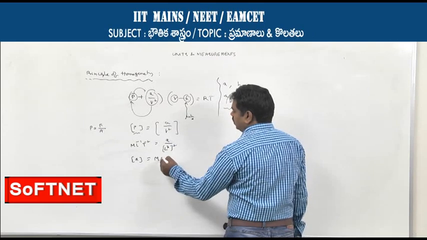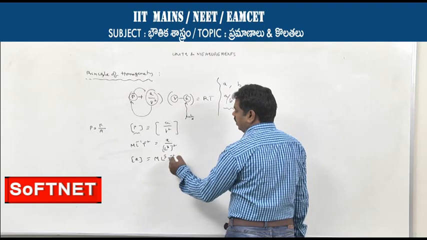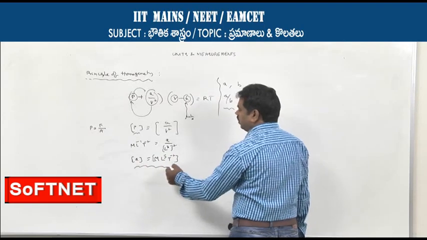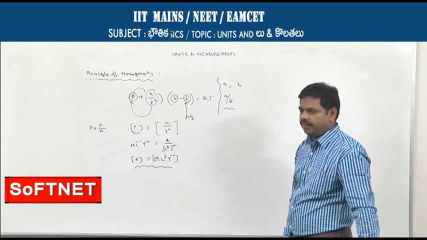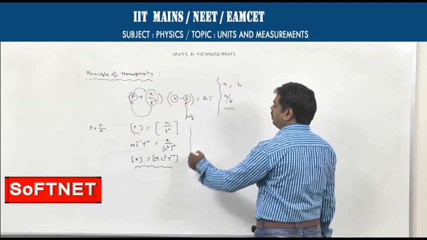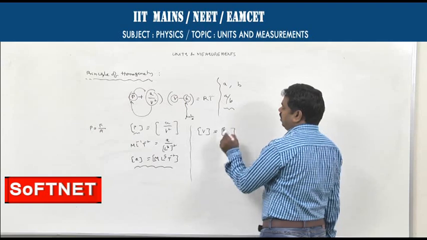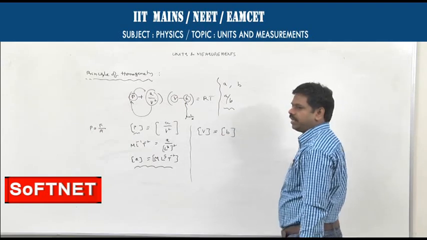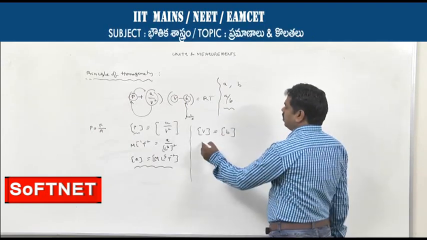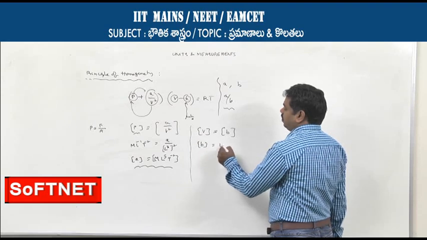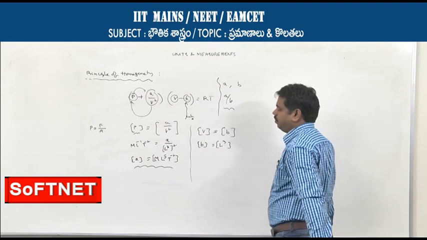Now M, this will get L power 5 T power minus 2. This is the dimensional formula of A. And next, the dimensional formula of B. That B also must have the same value. Why? Because we are subtracting B from the value. Now B's dimensional formula, what will we get? L cube.